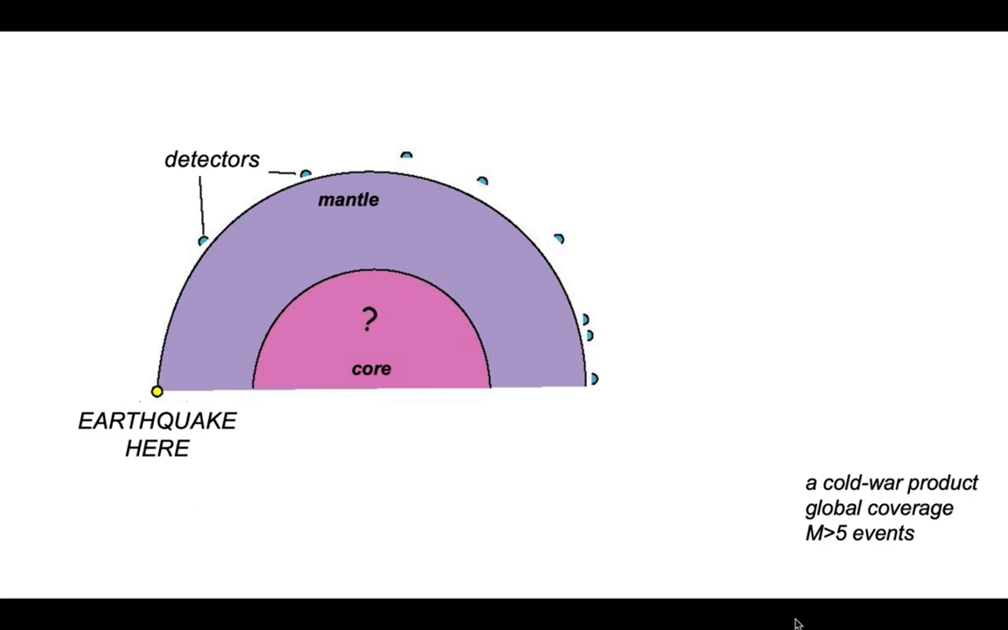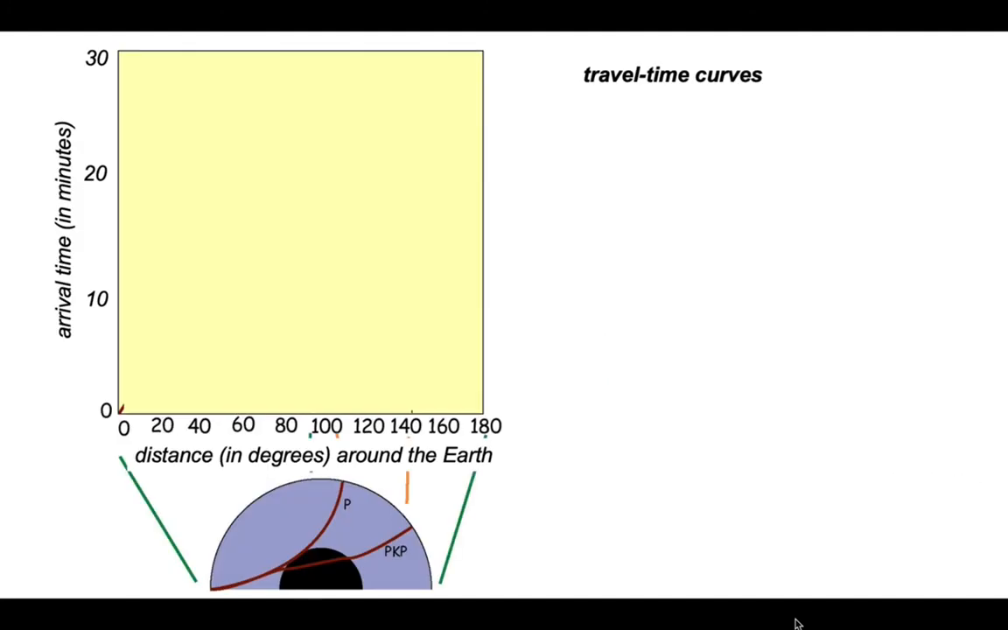That's many hundreds of earthquakes per year. So there's a great record of earthquakes because of this global coverage. What are the results? What we're going to do is plot travel time curves. Here's our graph again, with arrival time up the left-hand y-axis and distance in degrees around the Earth away from earthquakes along the x-axis. And all the world's earthquakes are plotted on this diagram at the origin. So we're looking at essentially a normalized plot.